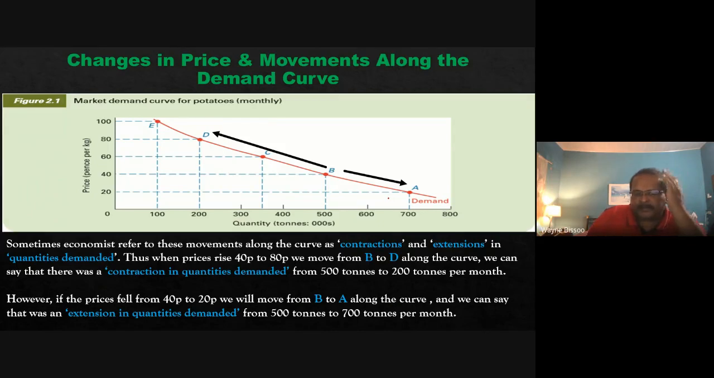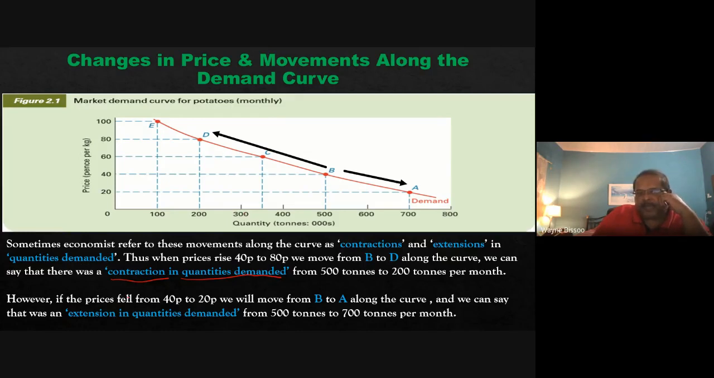Now, you have to listen to the phrases that we're using here. So when prices rise from 40 to 80, we move from B to D along the demand curve. We can say that there was a contraction in quantities demanded. Why contraction? Because contraction means to get smaller. All right. So it's important for you to remember this phrase here: the quantities demanded contracted from B to D.